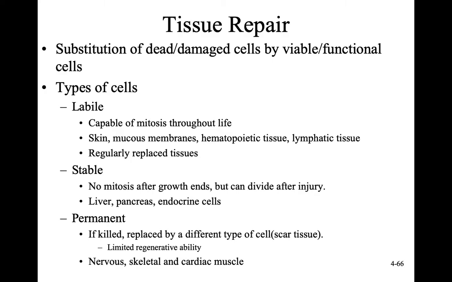Tissue repair is always going on within the body, and certain cells are constantly being repaired, and other ones are relatively stable until injured. And then we have ones that cannot repair, at least back to their original form. So our three different types are labile cells. These are the ones that are constantly undergoing mitosis throughout life, usually because they need to be replaced regularly. So our skin, our stratified squamous epithelium, is constantly being replaced because we're brushing up against things.